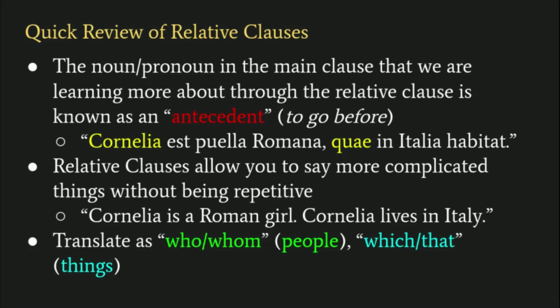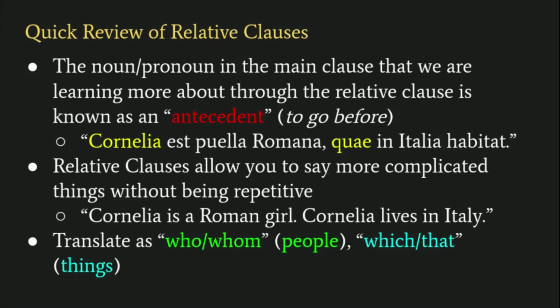So if we go back to that sentence I gave you, "Cornelia est puella Romana, quae in Italia habitat." Quae is our relative pronoun. It's setting off the relative clause, who lives in Italy. So you want to ask yourself, well, who am I describing here? When I say who lives in Italy, who's the person who lives in Italy? It's Cornelia, right? The Roman girl. Either one of these you can consider the antecedent, because Cornelia and puella Romana are equivalent to each other. But that's the person I'm giving more information about. So you can say Cornelia is the antecedent of quae.